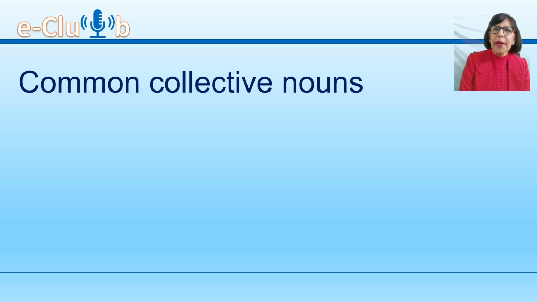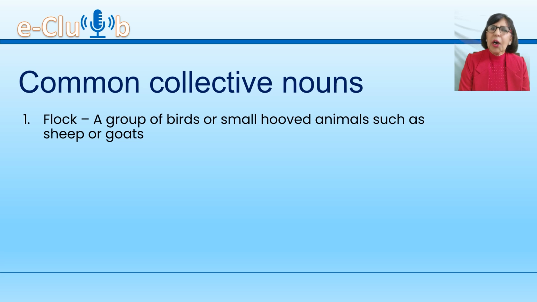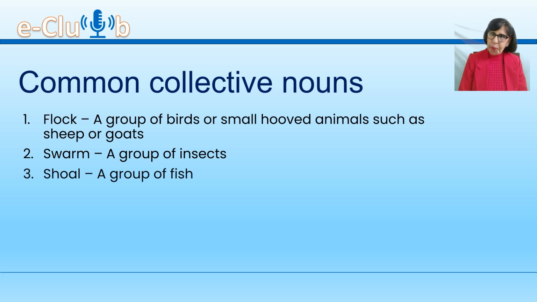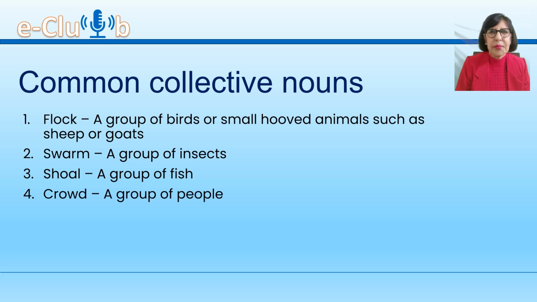Let's learn them. First one is flock, a group of birds, also used to discuss small hooved animals such as sheep or goats. The next word is swarm, a group of insects. Shoal, a group of fish. The next word is crowd, usually used to describe a group of people.